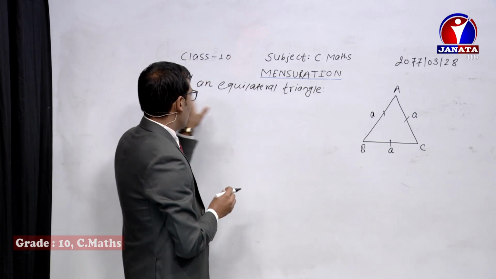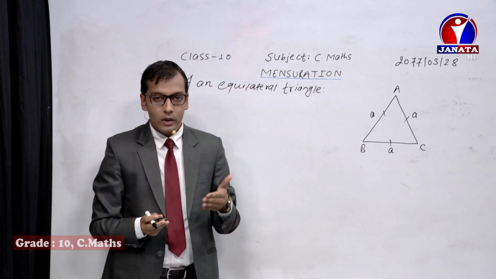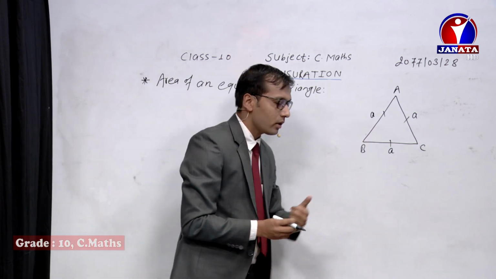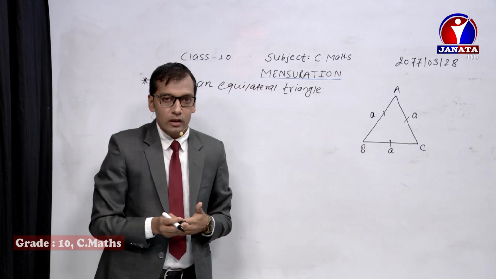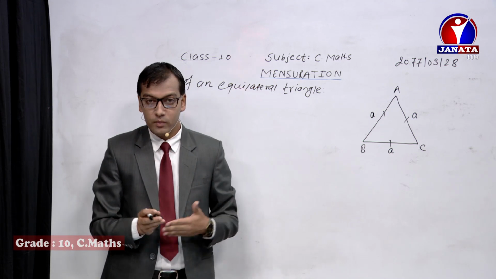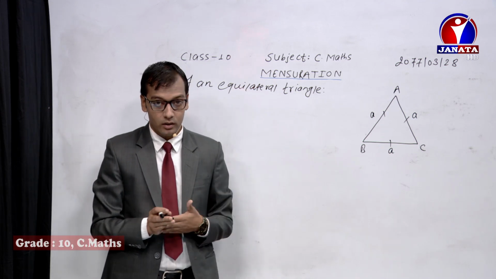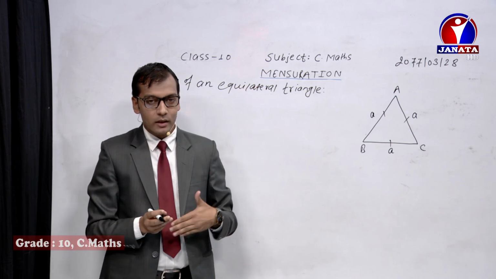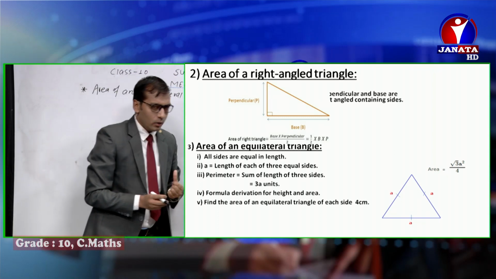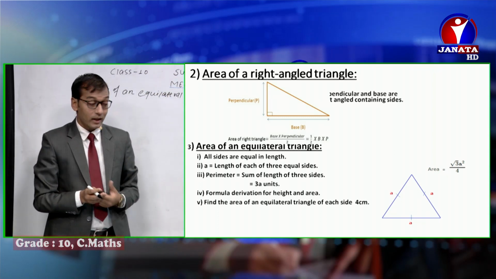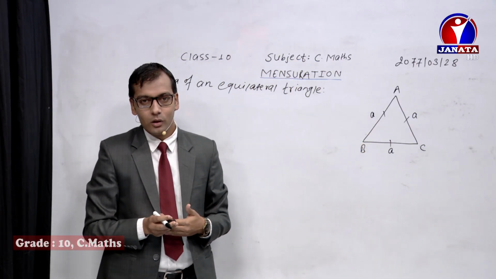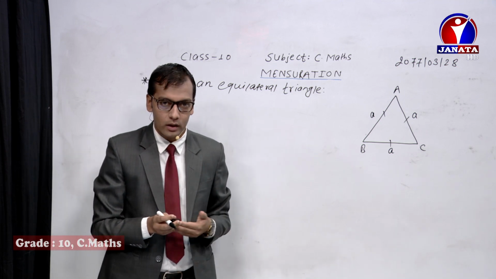To find the area and perimeter of an equilateral triangle, especially the area, there is a special formula. We can find the area of a triangle using the formula 1 by 2 times base times height. But in some cases, like the equilateral triangle, isosceles triangle and scalene triangle, we can use special types of formulas. So let's derive a formula to find the area and height for this type of triangle. I am discussing the equilateral triangle.